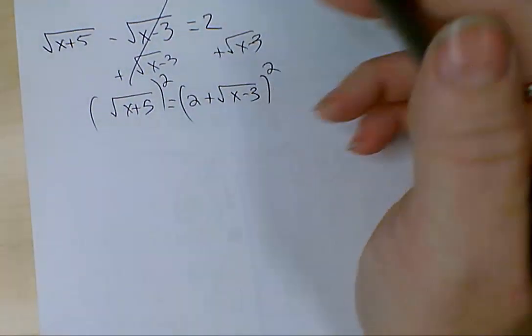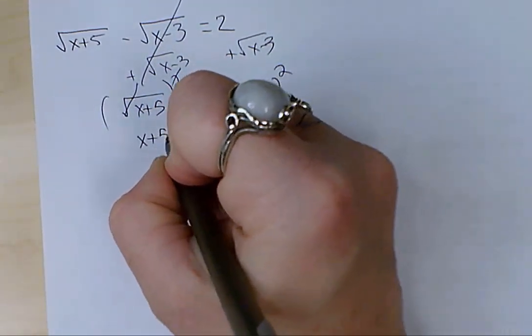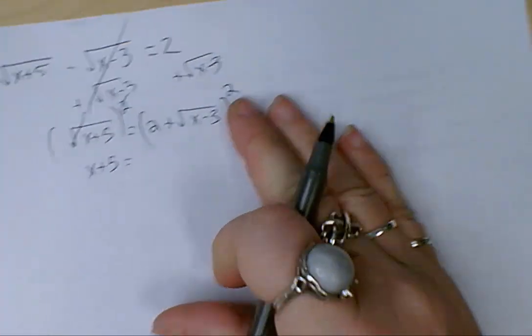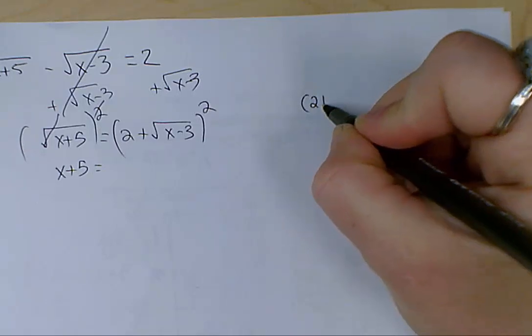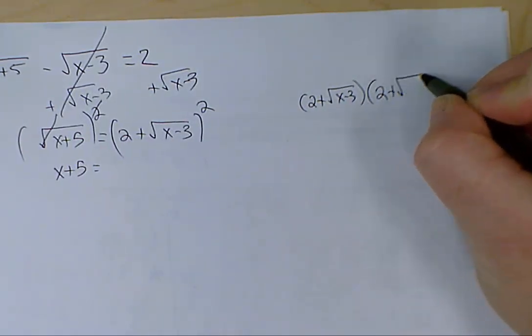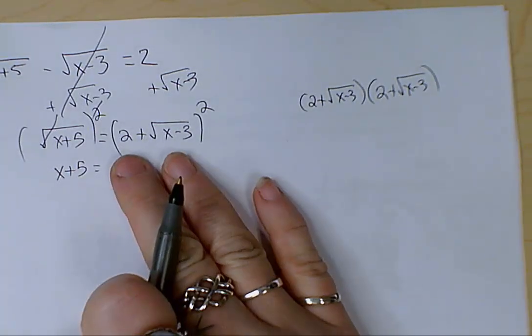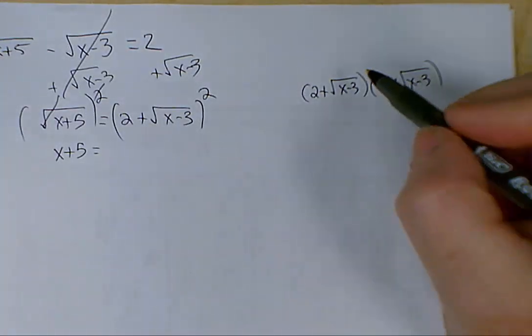So when we're squaring the left side, square root and square cancel, we can drop down the x plus 5. This right-hand side, I'm going to write out the multiplication over here. We are taking 2 plus the square root of x minus 3 times 2 plus the square root of x minus 3. Again, keep in mind, that's what we're doing when we're squaring this. Let's go ahead and multiply this.